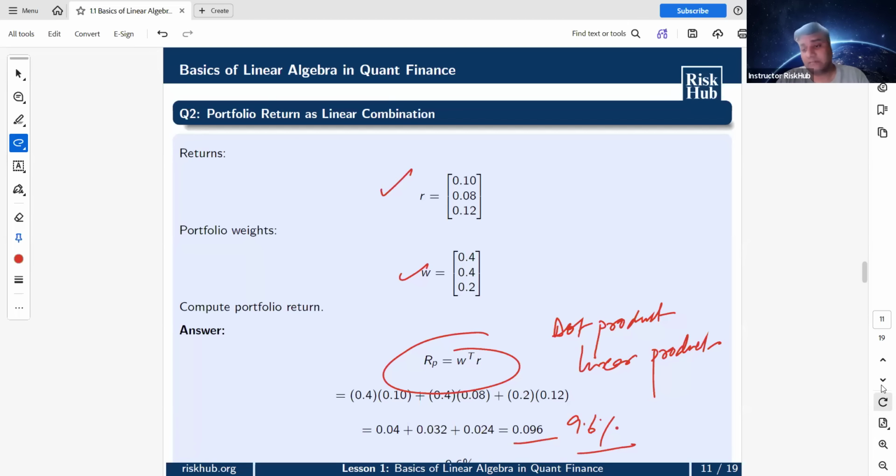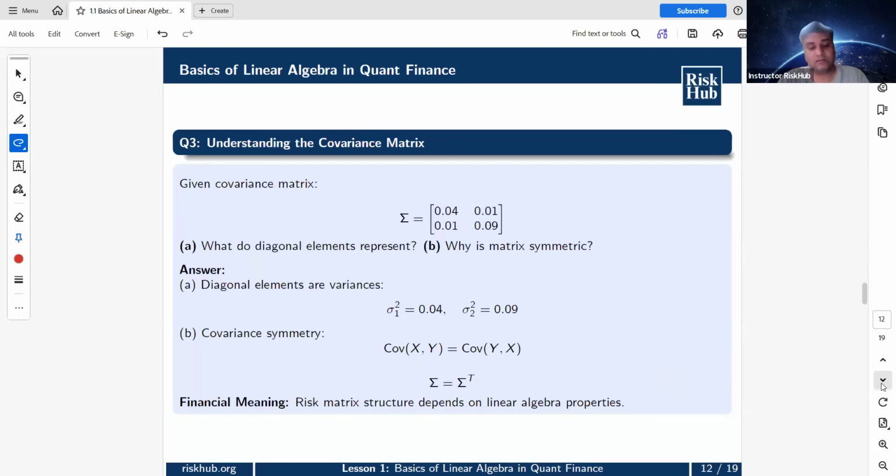Okay, then we get into the next part, which is understanding the covariance matrix. This is one of the most important objects in all of quantitative finance. Honestly, if somebody understands the covariance matrix deeply, they understand a massive portion of risk management. There are two parts here, part A and part B. Part A is the diagonal terms, which are basically your variances.